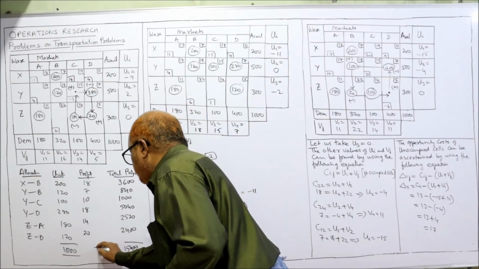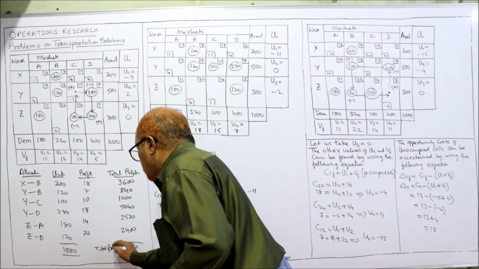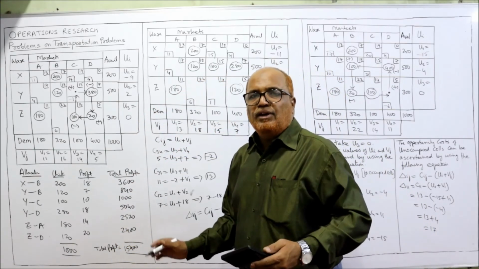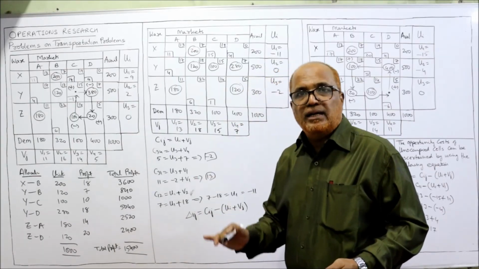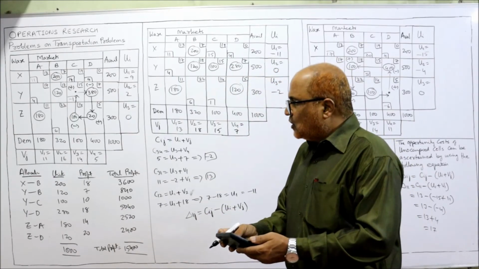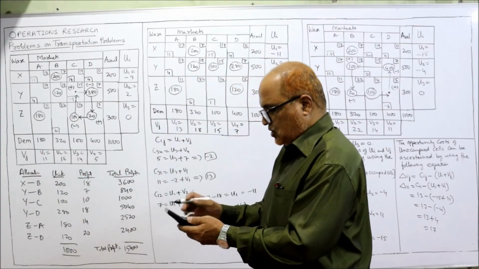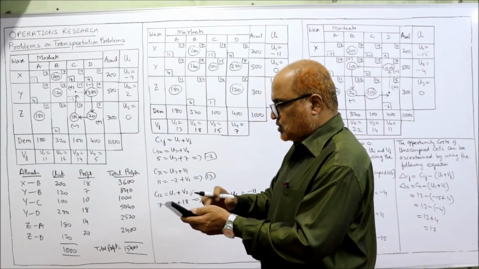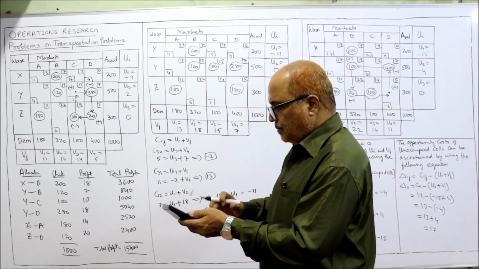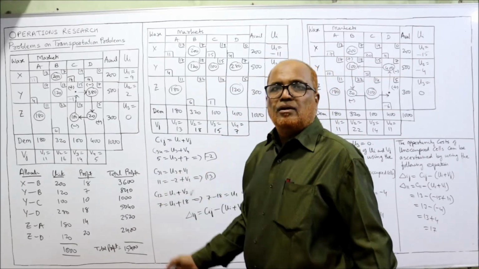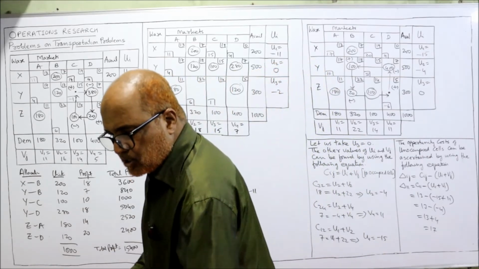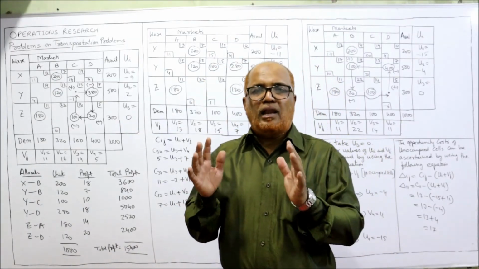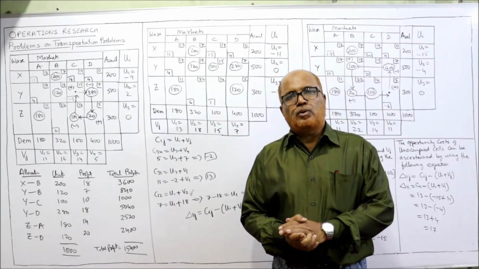This is the total profit. Total maximum profit is 15,400 if you make these allocations. If you change the allocations, the profit will decrease. Now check whether the total units are 1000 or not: 200 plus 120 plus 100 plus 280 plus 180 plus 120. You got 1000. That means our calculations are correct. So this is the end of the 16th problem, and that is the last problem on transportation.